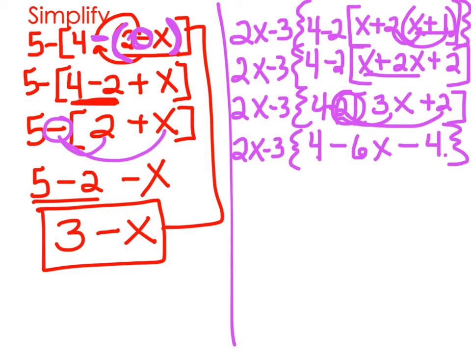So now I have 4 minus 6x minus 4. Well, the 4 and the minus 4 are going to cancel each other out. 4 minus 4 is 0. So I've got 2x minus 3, and then the negative 6x.